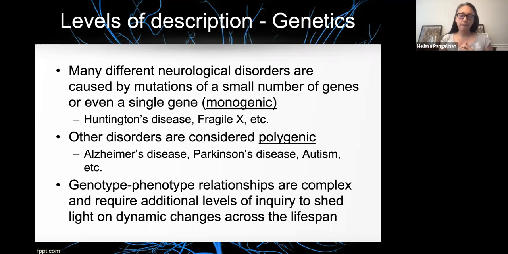And so we're still, honestly, especially as a developmental neuroscientist, there's still a lot that we need to understand about how genes function and how they're expressed across the lifespan, especially in these different polygenic disorders.